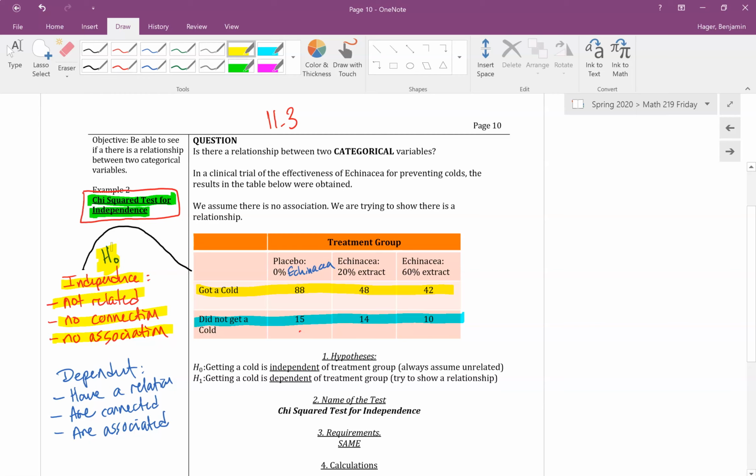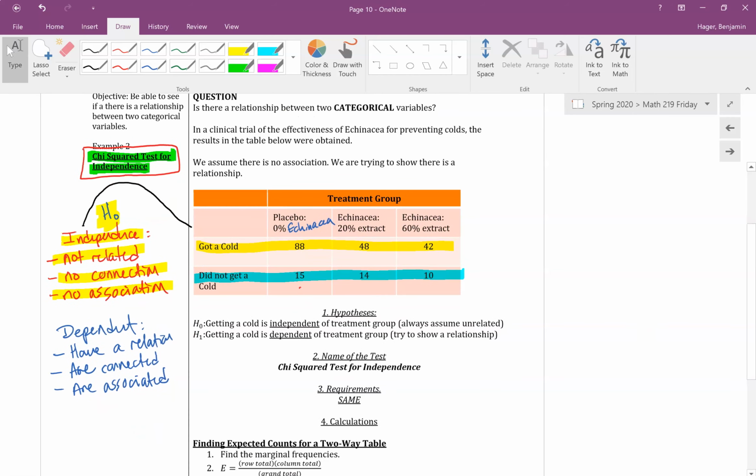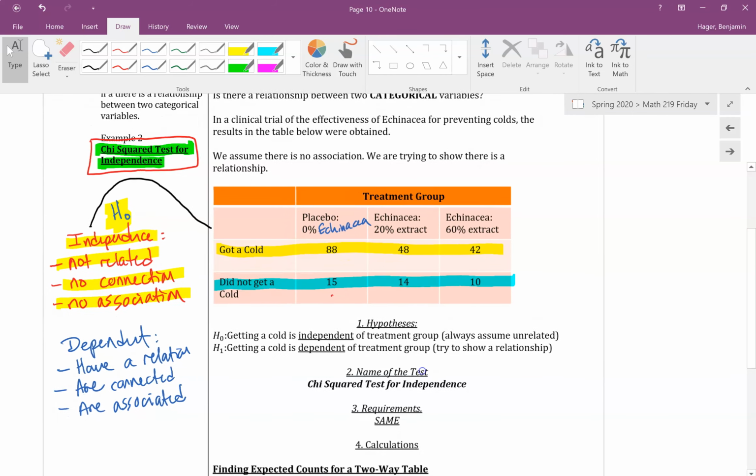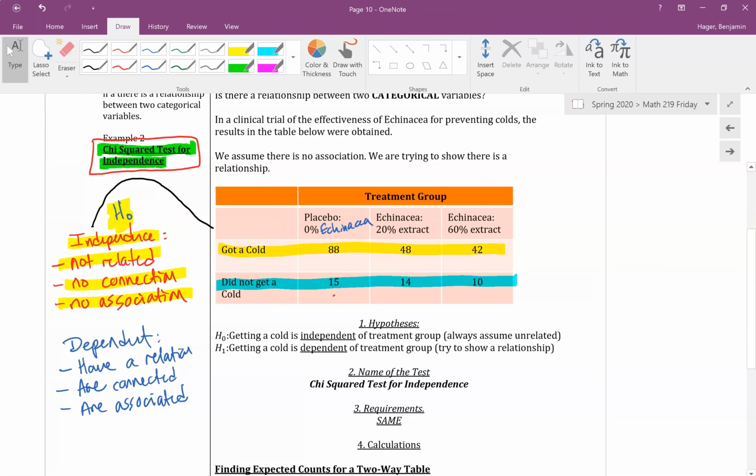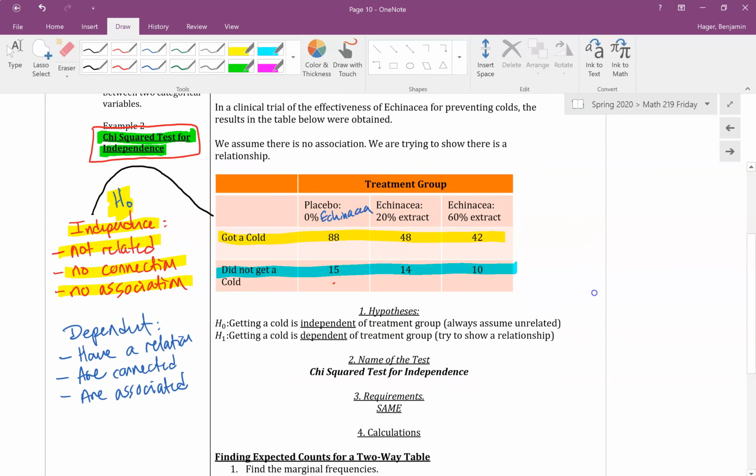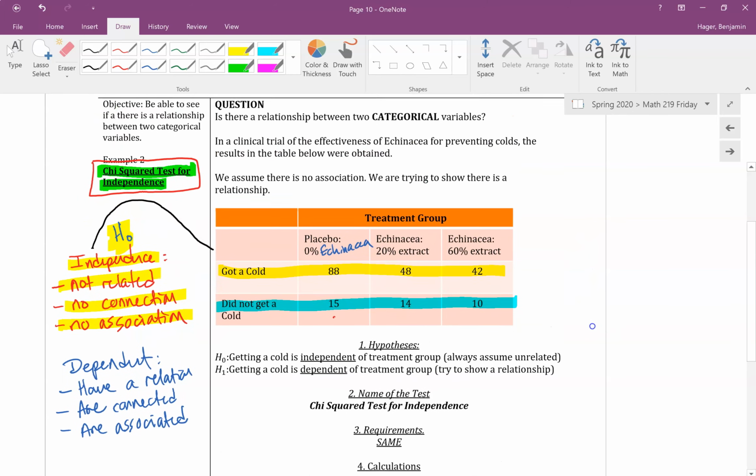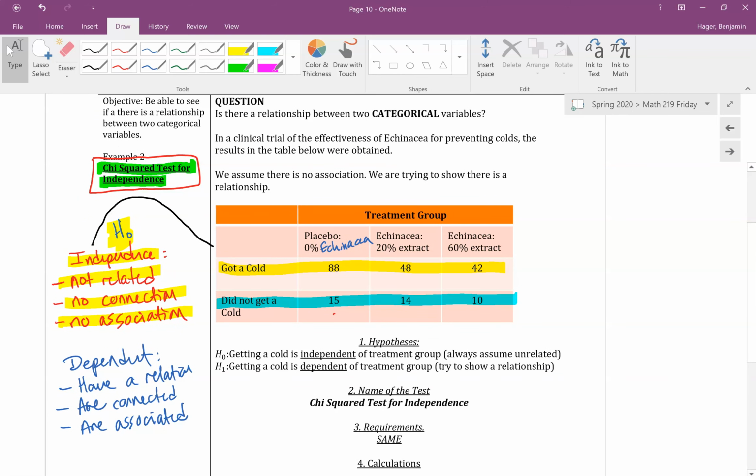We assume that there is no connection, and if we reject the null, we will say, no, I think there is a connection. So let's just walk through the process of how to do this, and then there's 2 other examples in the notes, and we'll be done. Again, I hope you got the idea of what's going on. We're going to compare the effectiveness of taking echinacea compared to whether or not you get a cold.